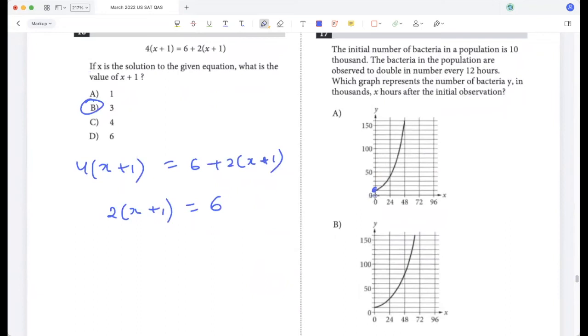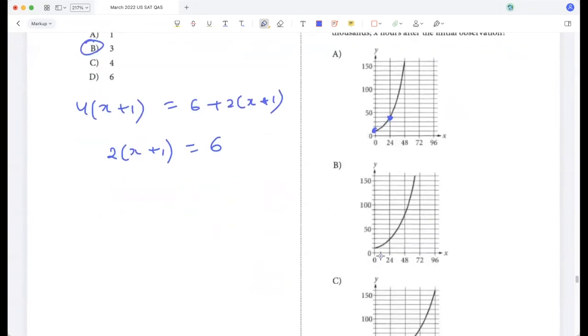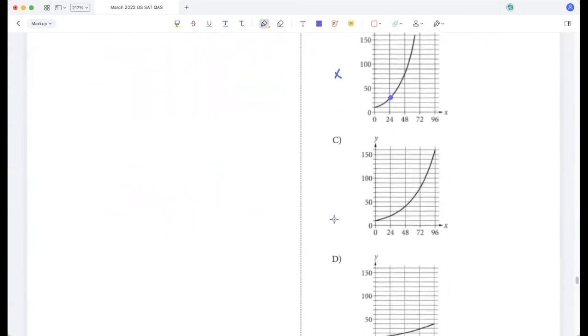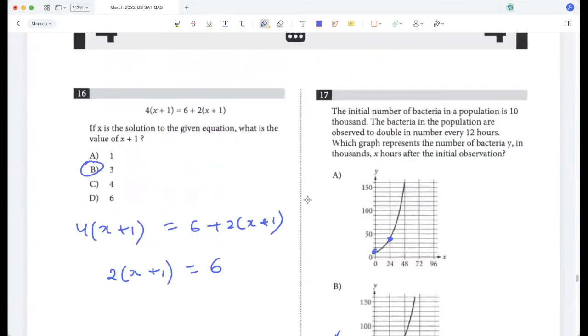So from 10 to 20, 20 to 40 in 24 hours. That sounds about right. Here at 24, it is showing 30. So this can't be right. Here it's even less, and here it's still less. So A is the best answer.